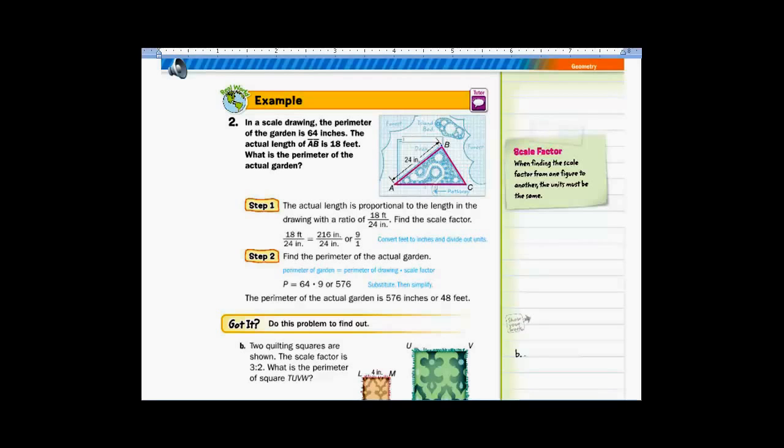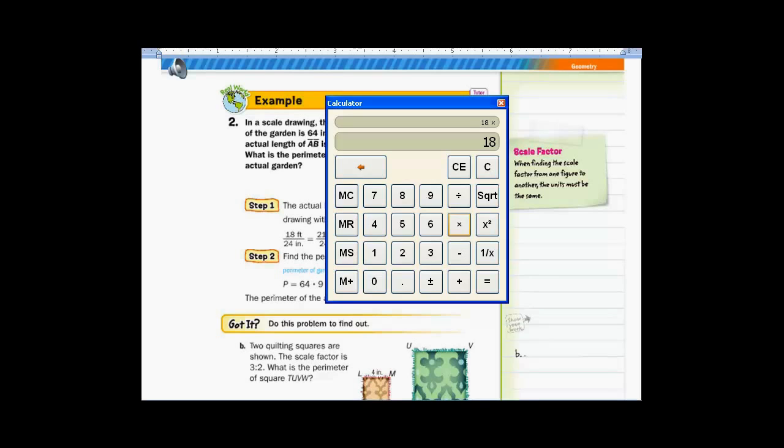Well, you know that this is 24 inches, right? And that would correspond in real life, in the actual length, to 18 feet. Whenever you talk about things, the units must be the same. So you can't say that 24 inches is to 18 feet. So rather than write this in feet, I would just write that in inches. 18 feet in inches is going to be 18 times 12, because there's 12 inches in a foot, so that's 216 inches.